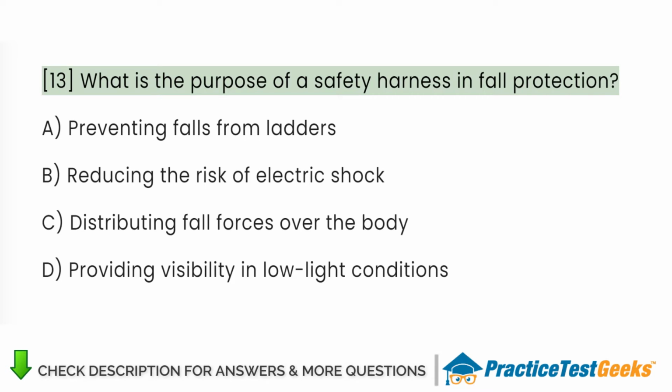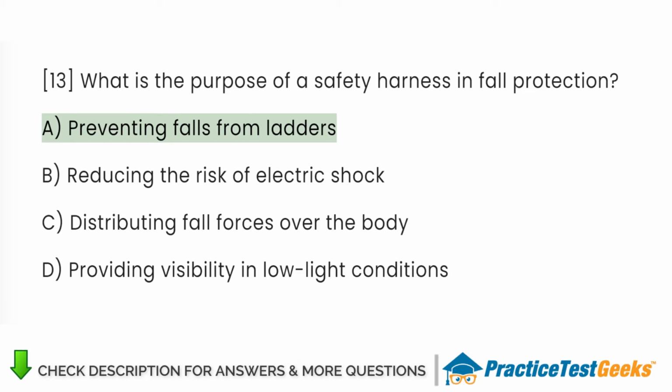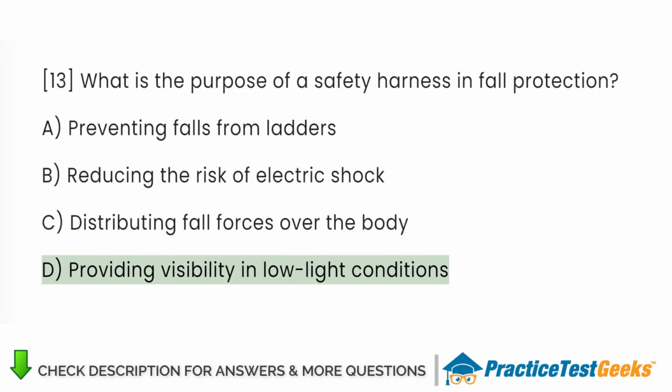What is the purpose of a safety harness in fall protection? A. Preventing falls from ladders. B. Reducing the risk of electric shock. C. Distributing fall forces over the body. D. Providing visibility in low light conditions.